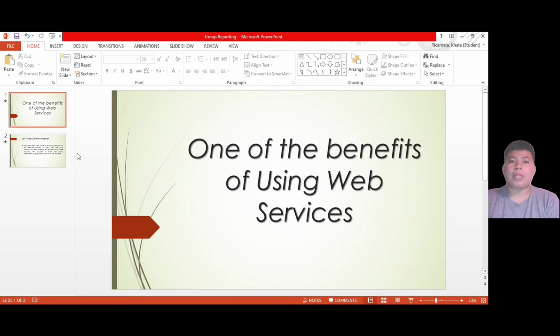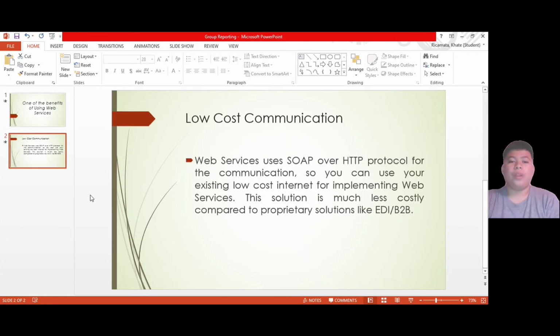This is one of the benefits of using web services. The low-cost communication. Web services use SOAP over HTTP protocol for the communication. So, you can use your existing low-cost internet for implementing web services. This solution is much less costly compared to proprietary solutions like EDI or B2B.